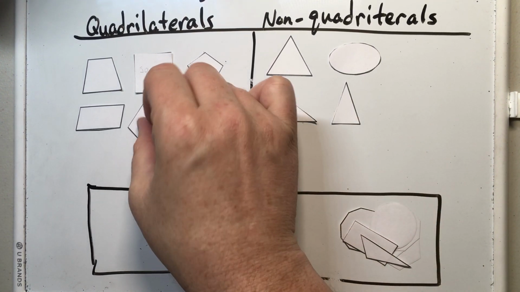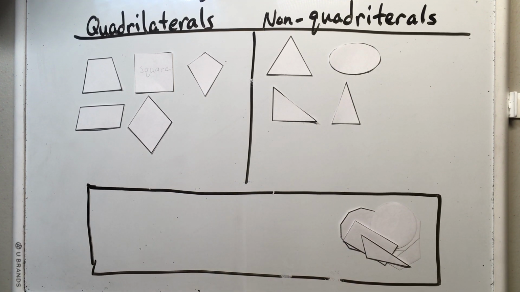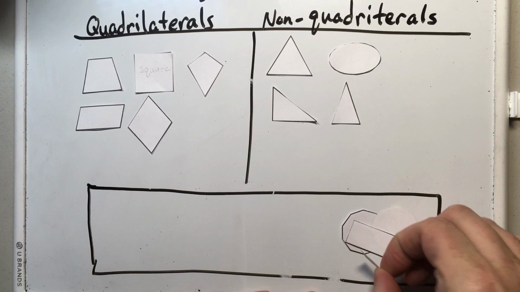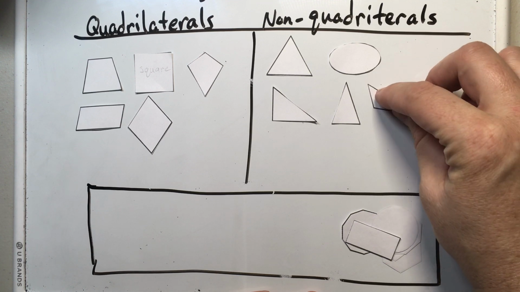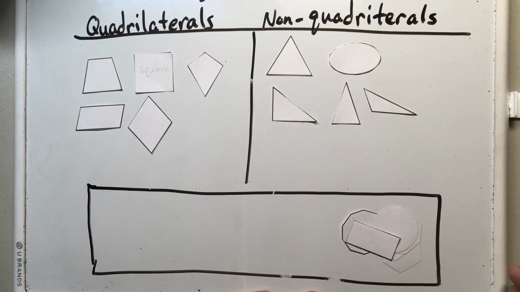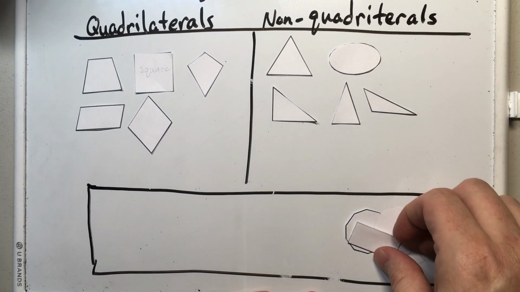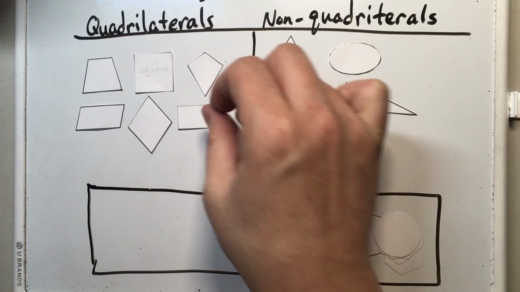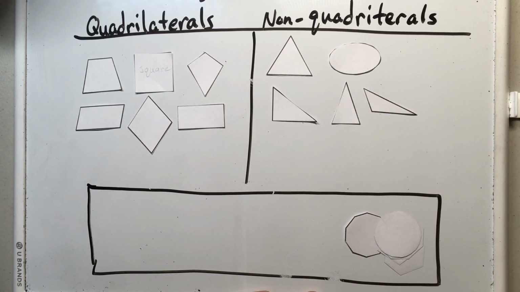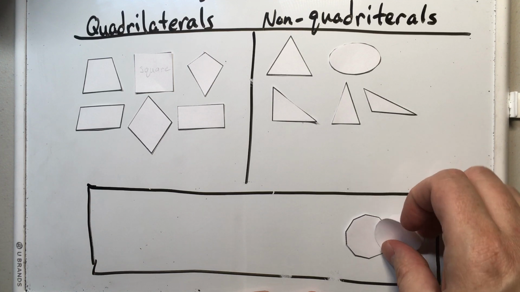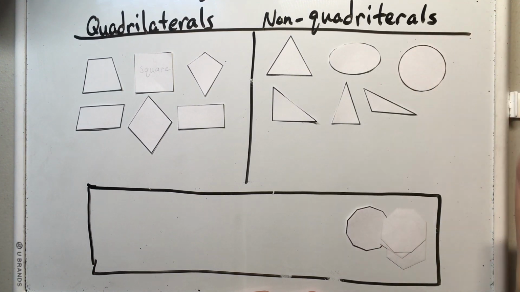Here's a rhombus, which is a quadrilateral, has four sides. That's my scalene triangle. It has 3 sides that are not of equal length. Here's my rectangle. That's a quadrilateral. It has 4 sides. Circle. It's not even a polygon.